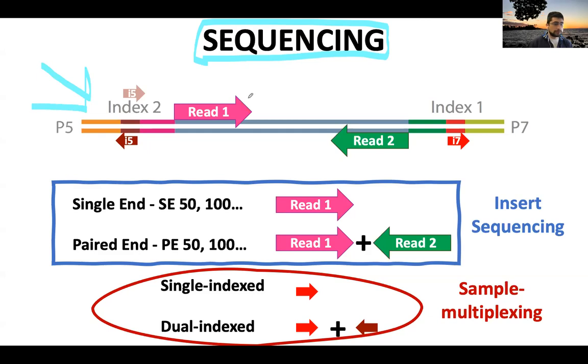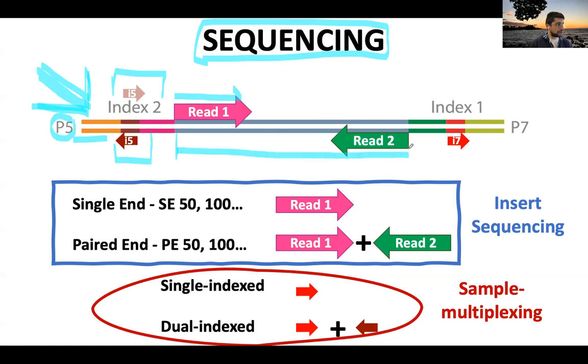If you look at the top, this is our final library. Let's start from the left. You have the P5 region. Then you have the index 2 region, which is also called I5, and for whatever reason index 2 and I5 is next to P5. That's just jargon, it doesn't really matter. Then you have read one, then your fragment. Whenever you're doing sequencing, you sequence from this end that starts from read one. After your fragment, you have index 1, also called I7, and then you have the P7. So it's a complete fragment.